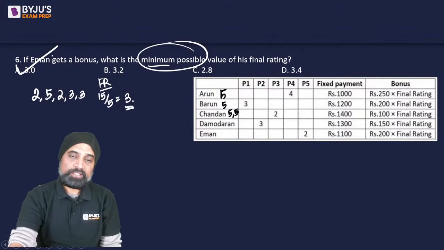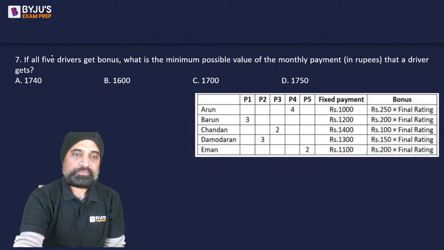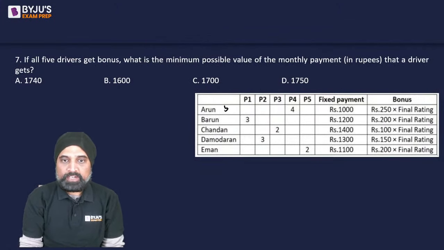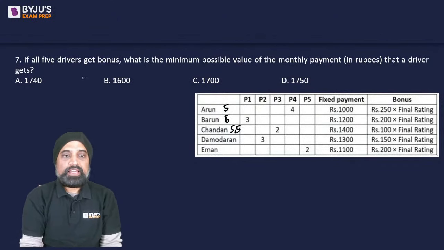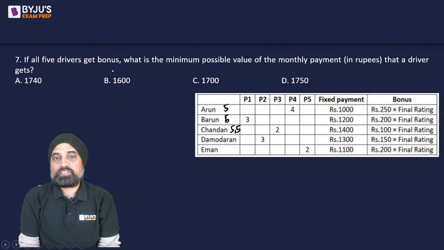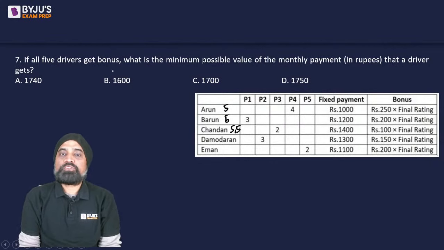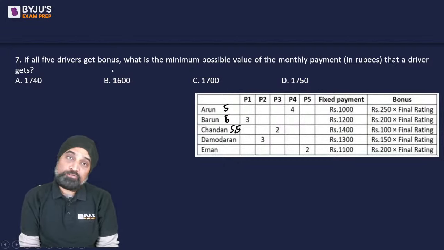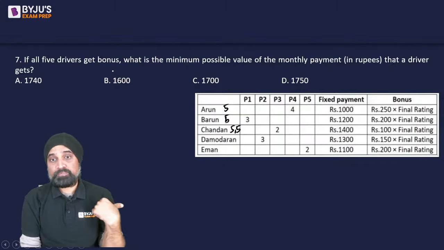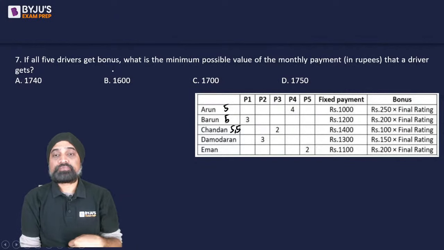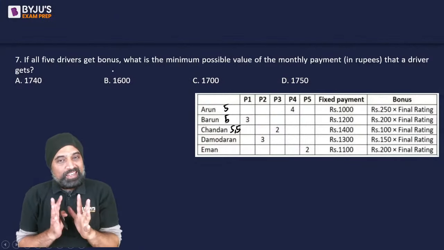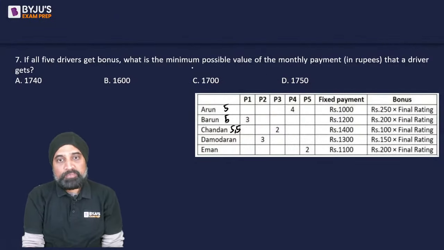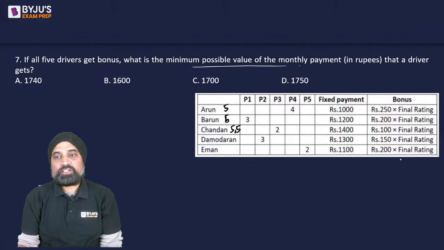Right? Okay. Next. We know that A gets a 5, B gets a 5, C gets 2, 5. If all 5 drivers get bonus, what is the minimum possible value of the monthly payment that the driver gets? So we will have to check for all. The same calculation as the previous one, right? Now, if somebody is going to receive the minimum possible value of monthly payment, his final rating should be minimum.